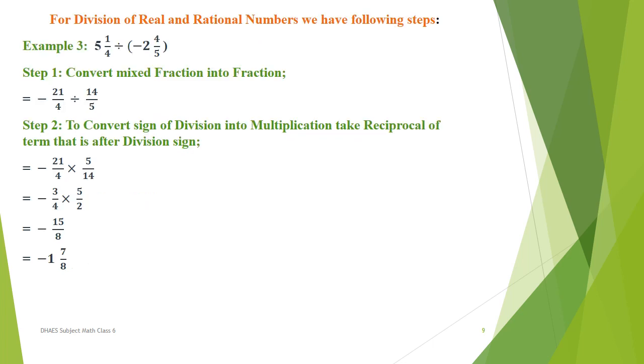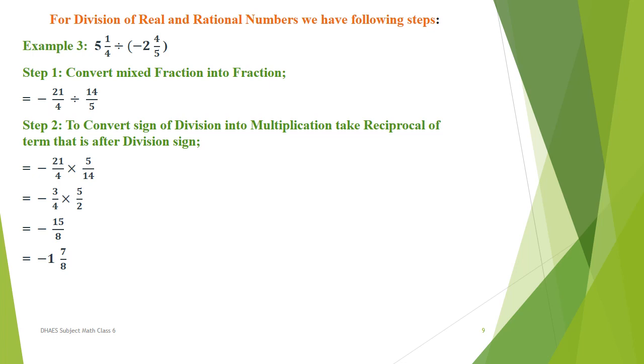Third question is division of real and rational numbers. First we convert mixed fraction into fraction and solve bracket by applying multiplication rule. First term with the positive sign, second term with the negative sign. So we know that plus multiplied with minus, we get minus. So we write there minus in the first.